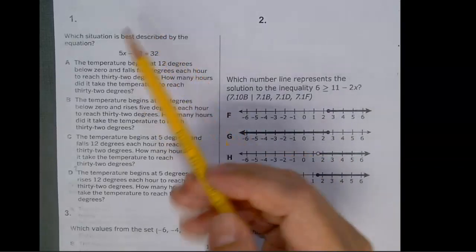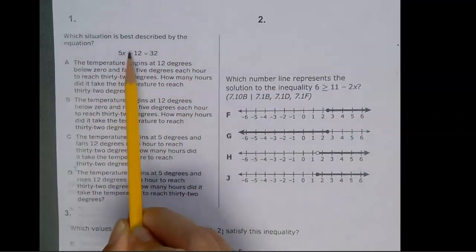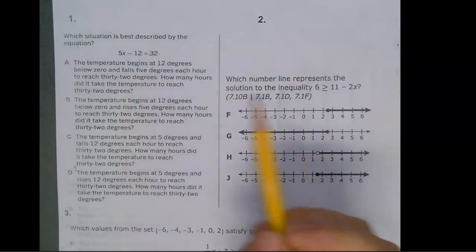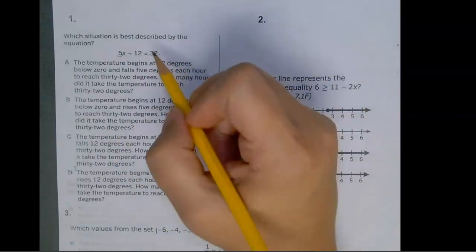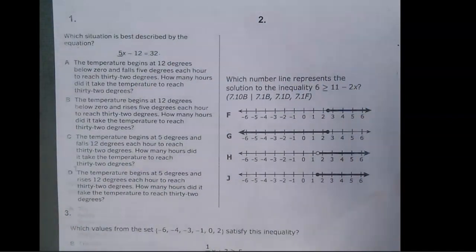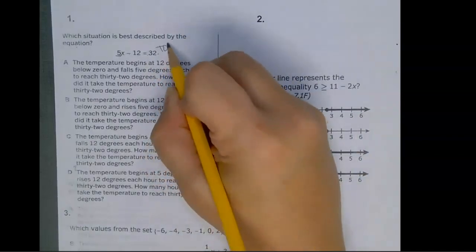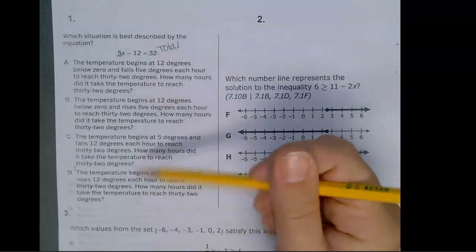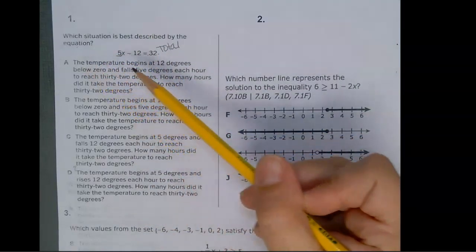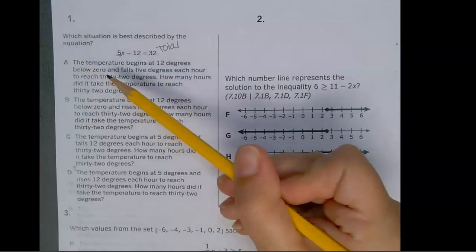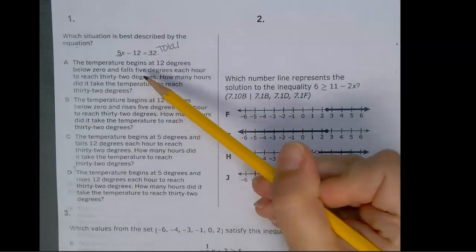Here we go. Number 1, which situation is best described by the equation 5x minus 12 is equal to 32? So we have a coefficient of 5. We are taking away 12, removing 12, decreasing by 12, all of those things. And we are going to have a total of 32. So we need to figure out a situation that represents that equation. So the temperature begins at 12 degrees below zero, and falls 5 degrees each hour to reach 32 degrees.